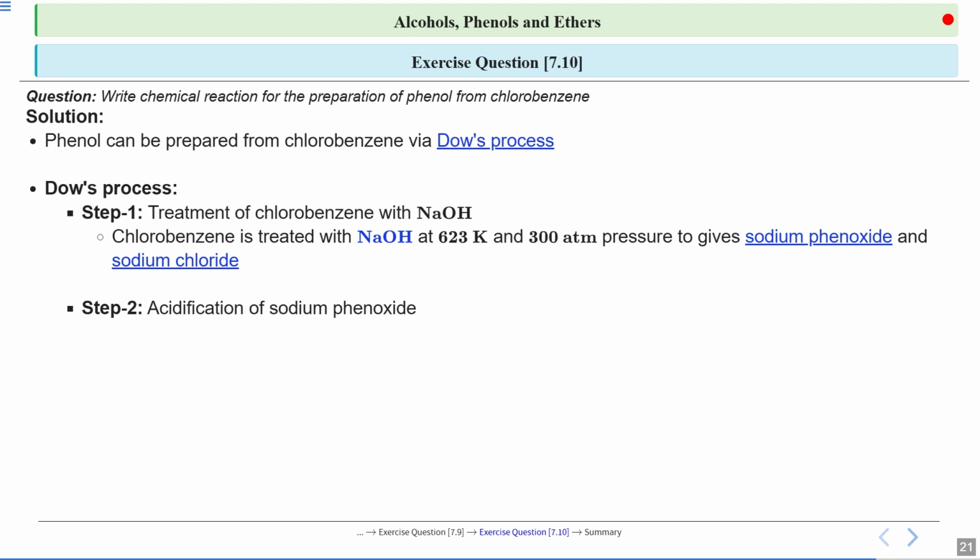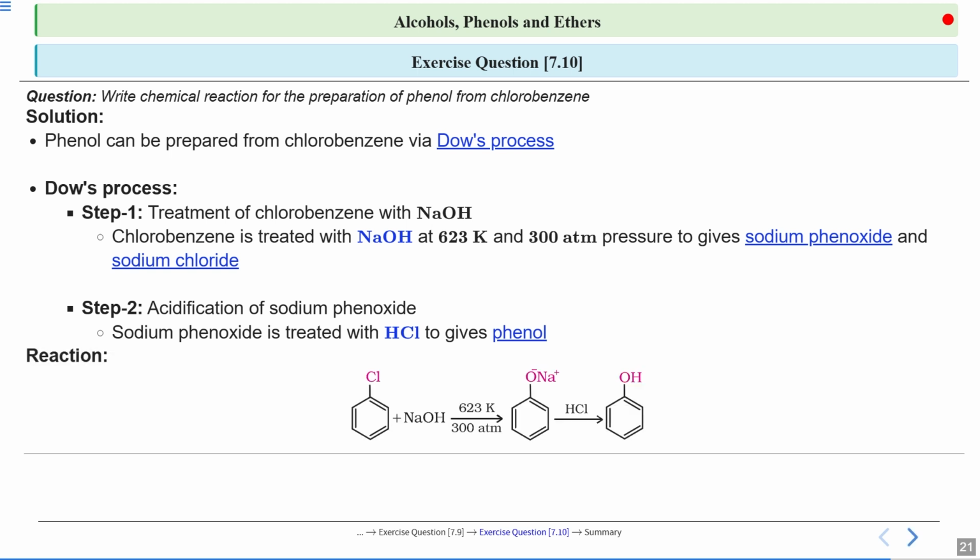The sodium phenoxide you get from step 1, you acidify in the presence of H positive. Sodium phenoxide treated with hydrochloric acid will give you phenol as your major product. The reaction involves taking chlorobenzene and reacting it with sodium hydroxide, and you will get sodium phenoxide. Step 1 happens at 623 Kelvin and 300 atmospheric pressure, and you will get an intermediate, sodium phenoxide, O negative, Na positive.